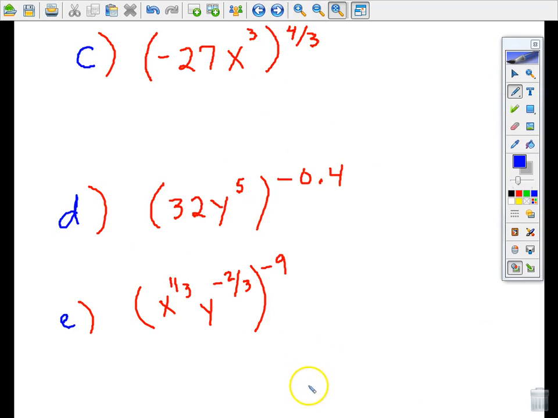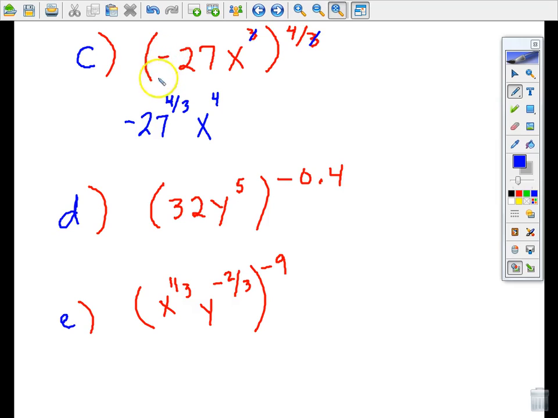Let's try letter C. Everything being raised to the 4/3 power. Negative 27 to the 4/3. And I just want to see if you catch this. X to the 4th. How did I get x to the 4th? I did 3 times 4/3. It's either 12/3, or you could do this little canceling maneuver, and the 3's cancel and you get 4.